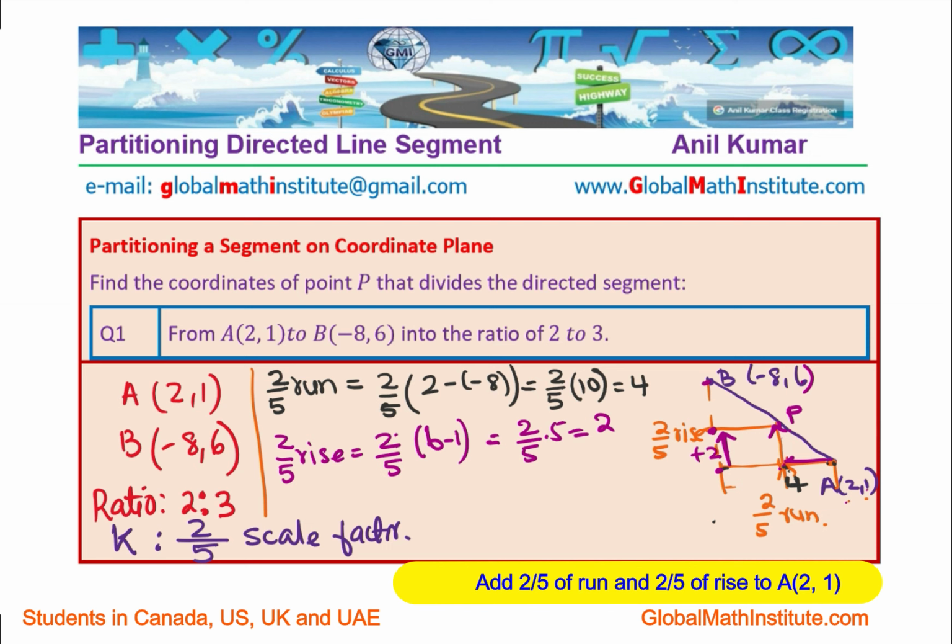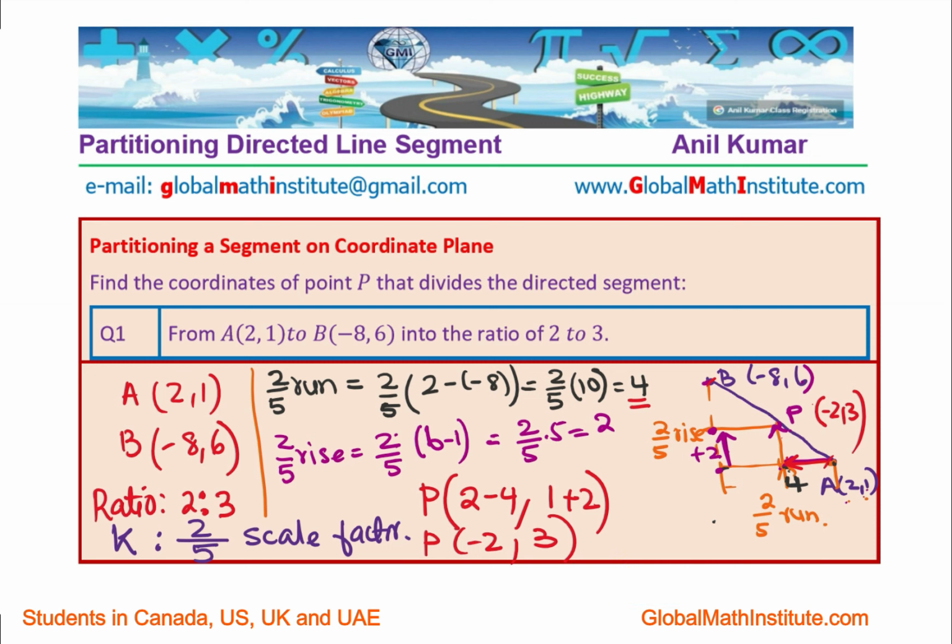You get the idea. So we can write down our answer P: the x value is 2, and since we are going towards the left side, minus 4, and y rises from 1 upward. So we get our point: 2 minus 4 being -2, and 1 plus 2 is 3. So the coordinates of this point are (-2, 3). Does it make sense? So that is how we get a point which partitions this segment in the ratio 2 to 3. Perfect?